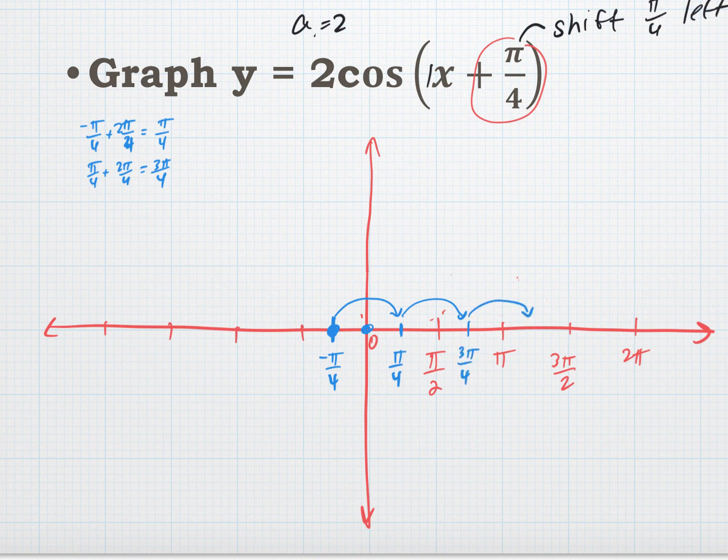I'm going to do another one here. I'm going to add to 3 pi over 4 another pi over 2, which is also 2 pi over 4. And that gives me 5 pi over 4. And I think I might be, no, I still have one more to go. Let me do one more over here: 5 pi over 4 plus 2 pi over 4, and that's 7 pi over 4.